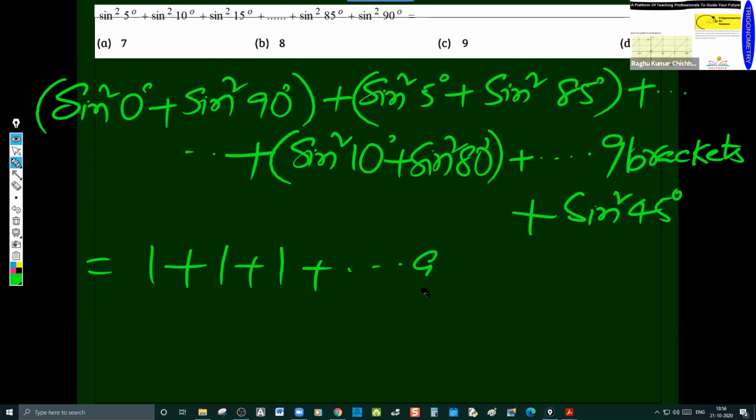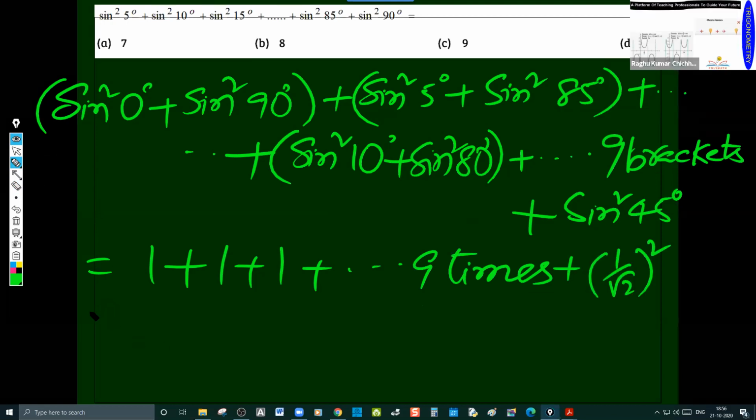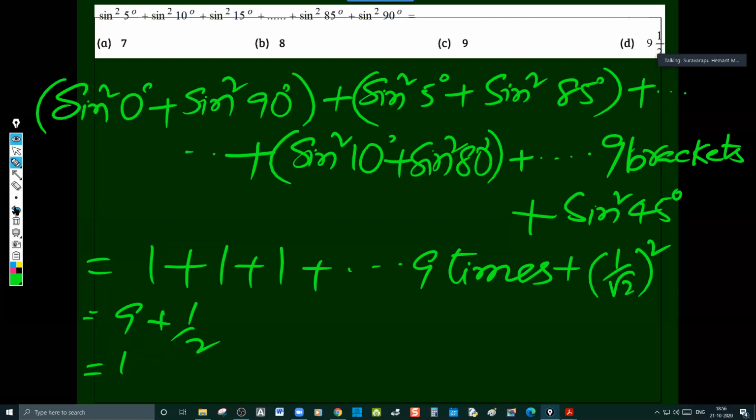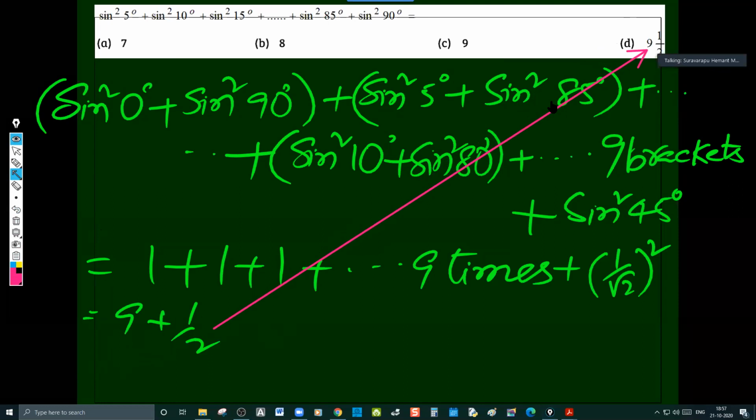So how many ones will be added? What is sine square 45? 1 by 2. It is 9 plus 1 by 2. Is how much? 17, 18, 9.5 is given. Okay. Yes, sir. You can take it directly. This is the answer. Sir, it's given 9 into 1 by 2. No, not 9 into 1 by 2, 9.5. Okay. Sorry, my bad. Then you can write it as 19 by 2 also.